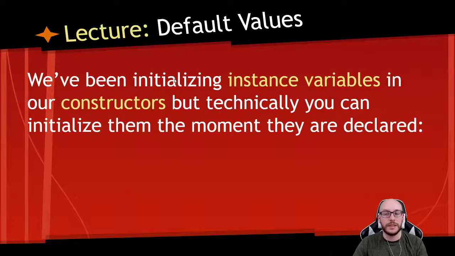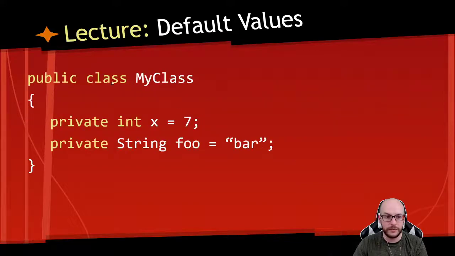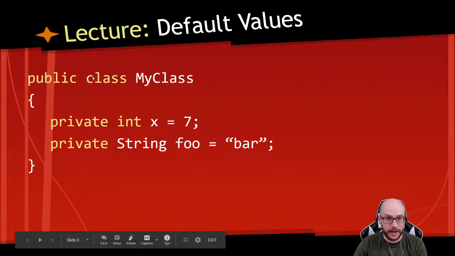We've been initializing instance variables in our constructors, but technically you can initialize them the moment they are declared. Right here we see a class header. I know these things are instance variables because they have an access modifier. We're also inside the body of the class. That's probably the most important thing. These variables are being declared in the body of the class. I'm not in a constructor. I'm in a class body.